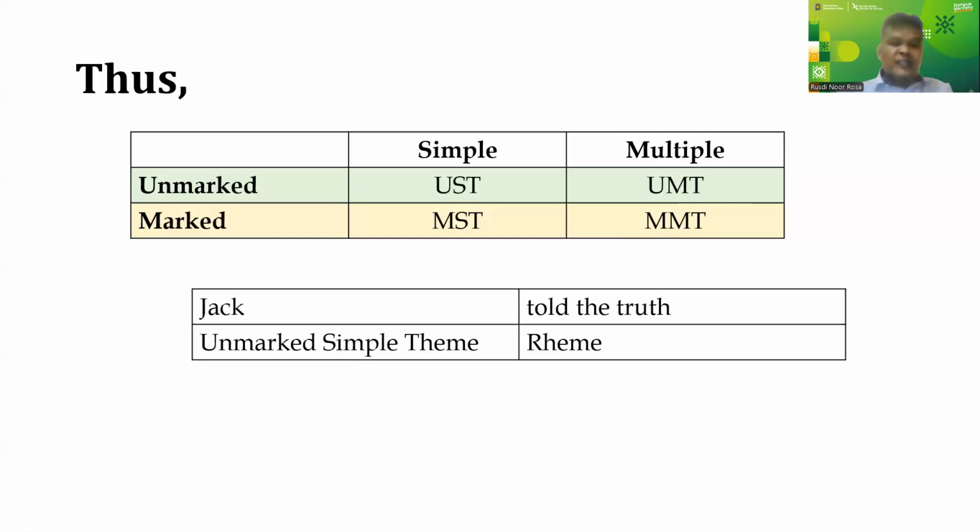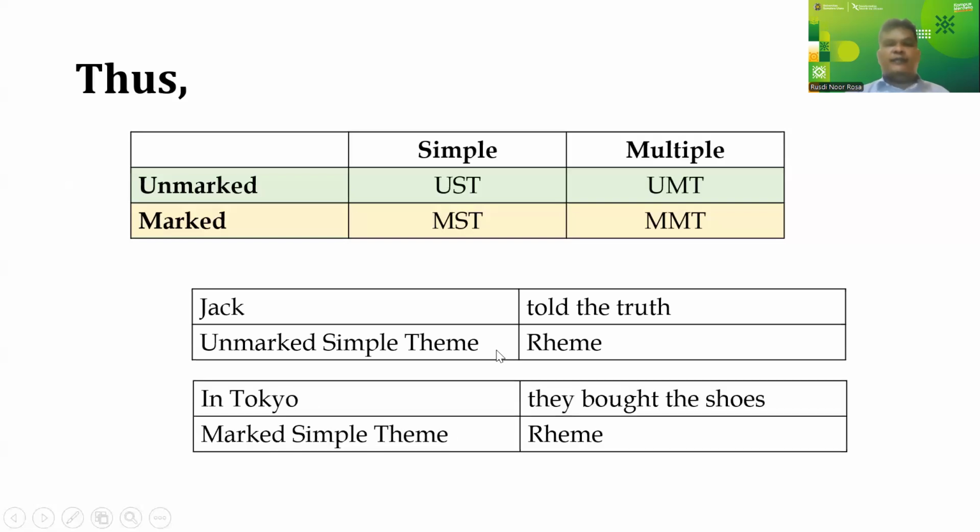Okay, now the first example, "Jack told the truth." You can find that we have only one theme here, that is Jack, okay? And that is transitivity element. Now, in order to define whether this is marked theme or unmarked theme, we see here that Jack is the first participant. And if it is the first participant, so it must be unmarked. So when we combine unmarked with simple, so we have here unmarked simple theme.